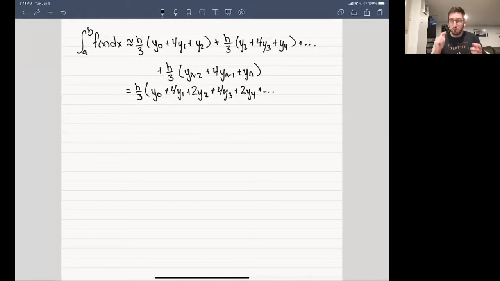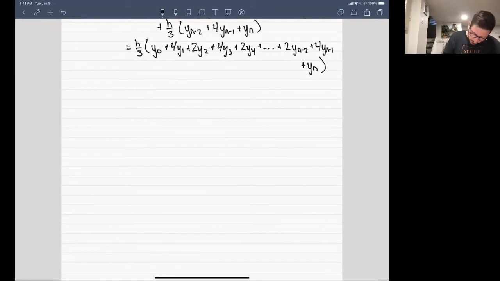And then you repeat this, you alternate between the 4s and the 2s until you get to the end here. You get 2yn minus 2 plus 4yn minus 1, and then plus yn because it only shows up once on the end. So this is known as Simpson's rule. Let me write it down properly so that everybody can see what is actually being done here. So, Simpson's rule.